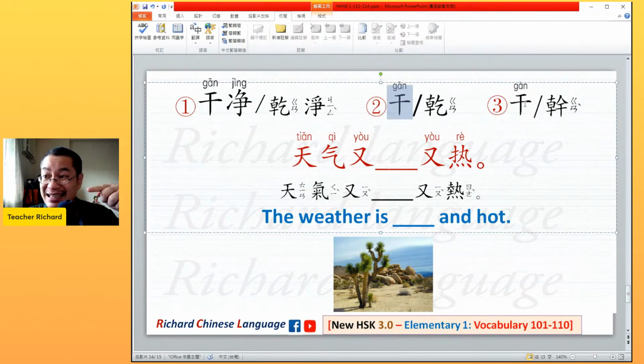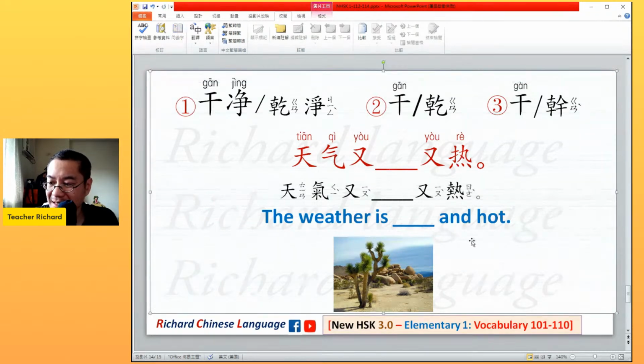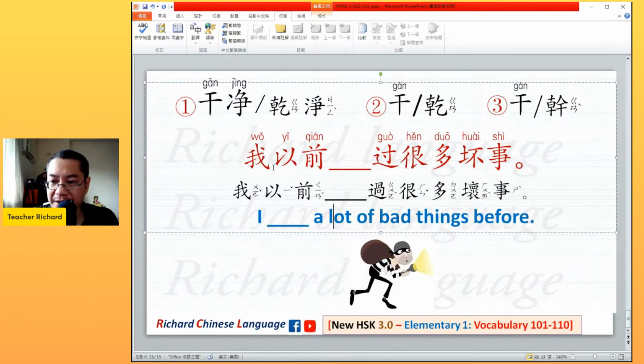Remember, here I have the same word, but the pronunciation is different. This is gān, this is gàn. Gān is the adjective, which means dry. Gàn is the verb, which means to do or to work. So 又 plus adjective. It's like 又干又热, both dry and hot. So the answer is 2. Okay, question number 3: 干净 clean, 干 dry, 干 to do.